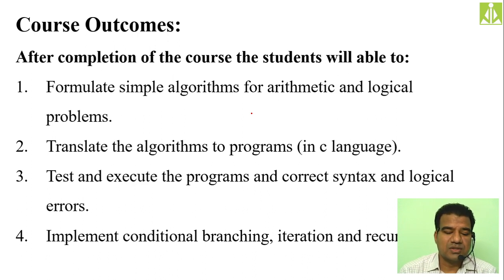Okay, so the first course outcome we have seen is formulating simple algorithms, and the second course outcome is the ability to translate the algorithm into a program, a C program. That also you will understand.